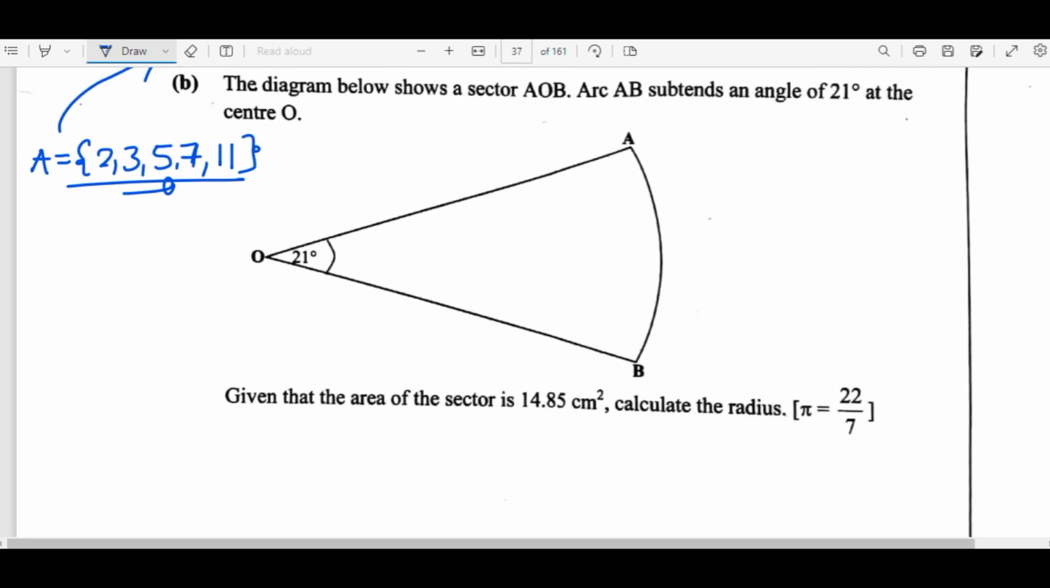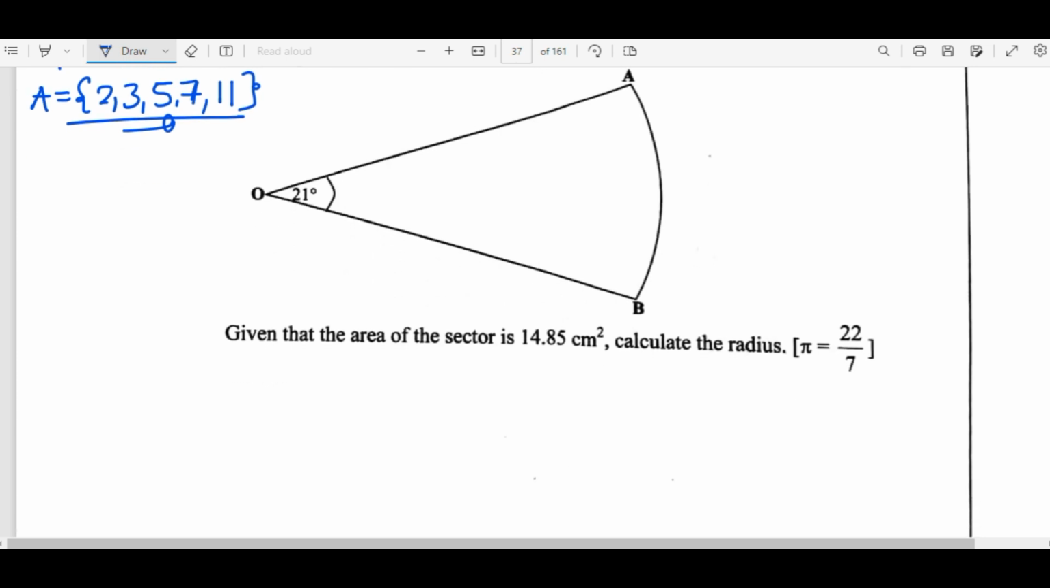So this is the answer for part A. Now we move on to part B. The diagram below shows a sector AOB. Arc AB subtends an angle of 21 degrees at the center O. Given that the area of the sector is 18.85 centimeters squared, calculate the radius, given pi is equal to 22 over 7.